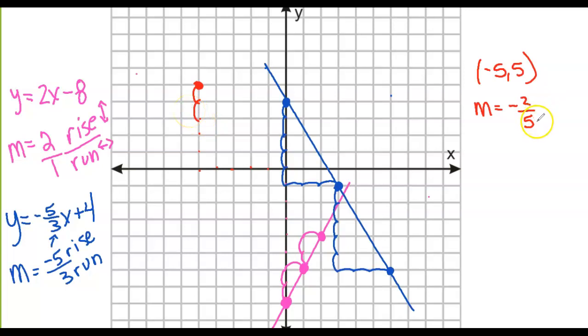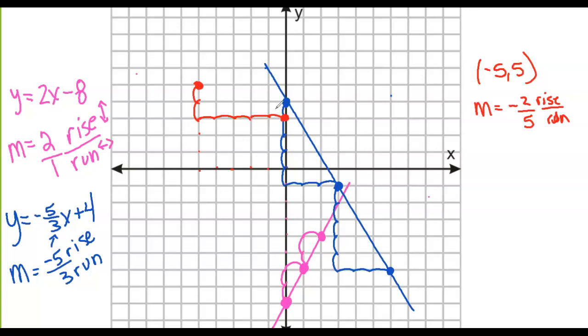And then my run, remember this is rise over run. My run now is positive 5. So am I going to go left or right 5? I'm going to go right 5. 1, 2, 3, 4, 5. Oh, coincidence, we got a y-intercept. You won't always get a y-intercept. This time we got lucky.